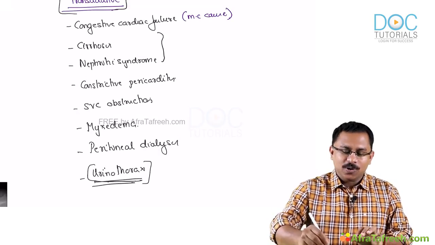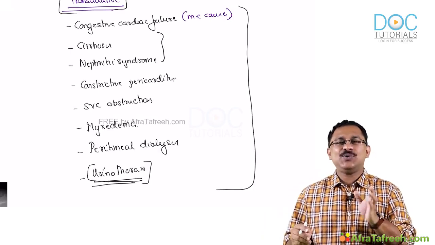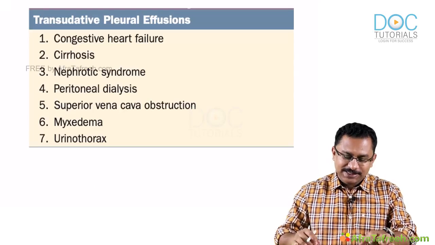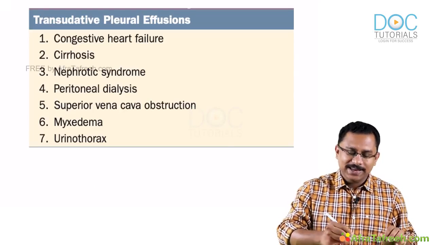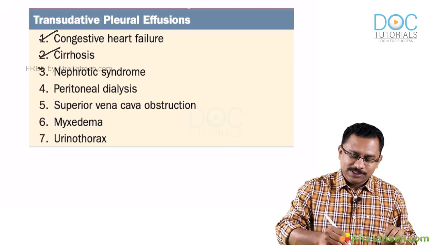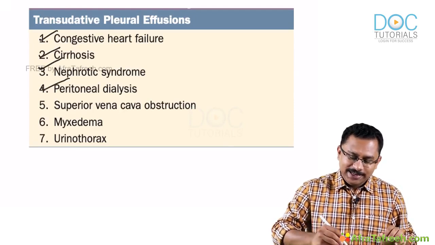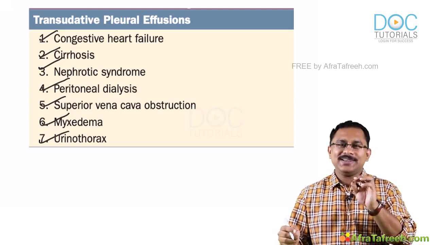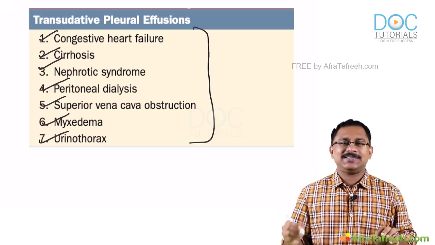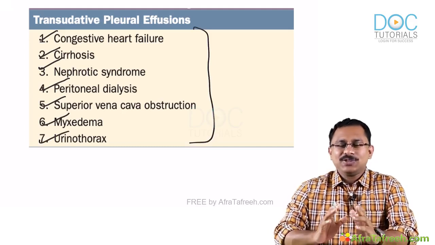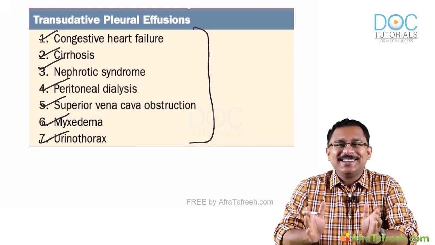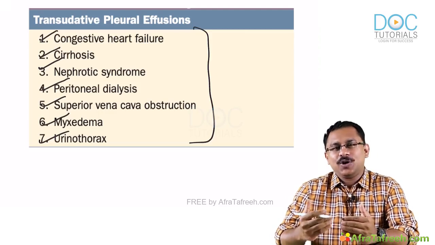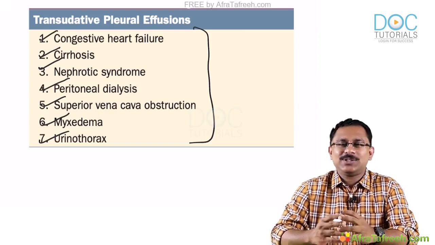Now these are the causes of a transudative pleural effusion. You see here in Harrison they have also given these causes which we have just seen: congestive heart failure, cirrhosis, nephrotic syndrome, peritoneal dialysis, SVC obstruction, myxedema and urinothorax. Very important, these can be asked. So these are the etiologies of what? Transudative effusions. But remember, in your exam you have got to learn regarding exudative effusions as well.